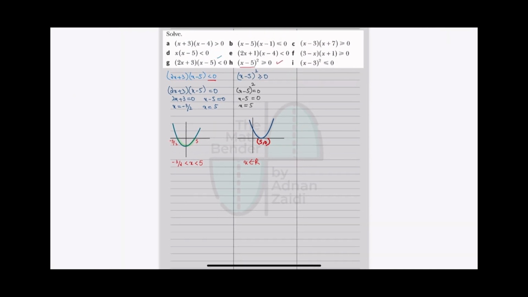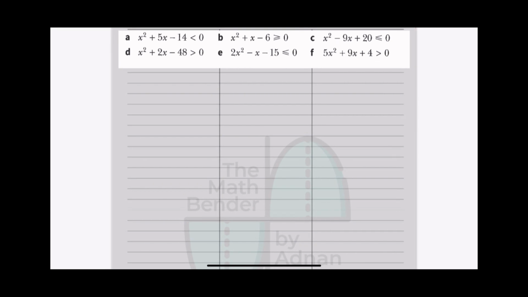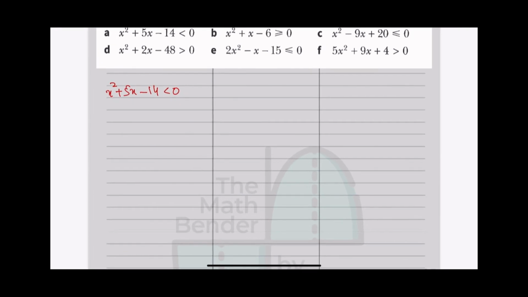So let's look at some other questions. So we have a quadratic inequality in this format: x² + 5x - 14 less than 0. Now you know how to solve a quadratic equation by completing the square, by the quadratic formula, and by breaking the middle term. So first step is x² + 5x - 14 equated with 0. Find the values where the curve equals 0.